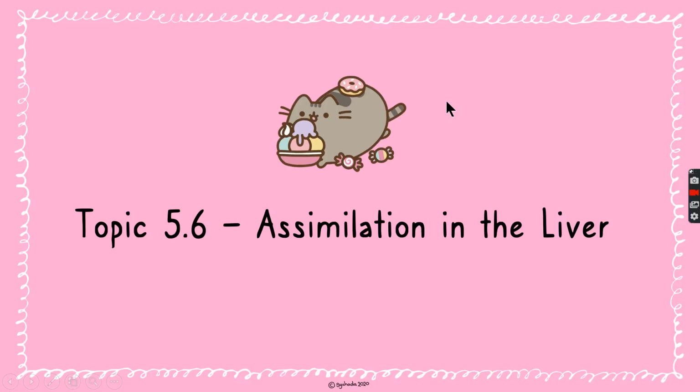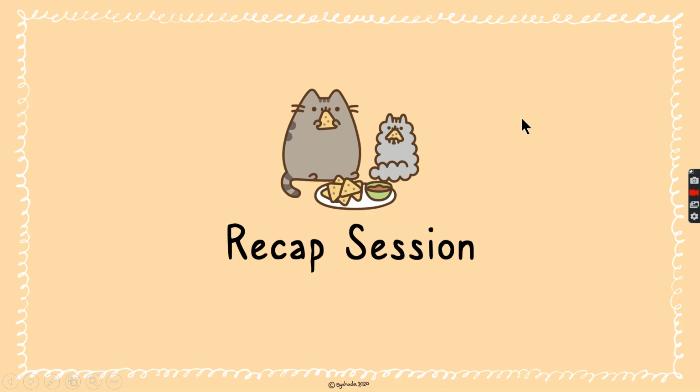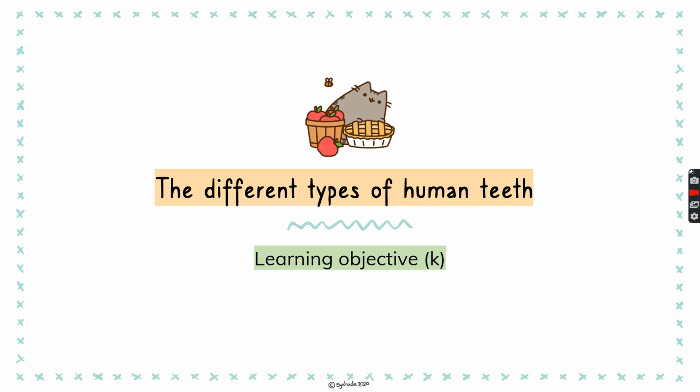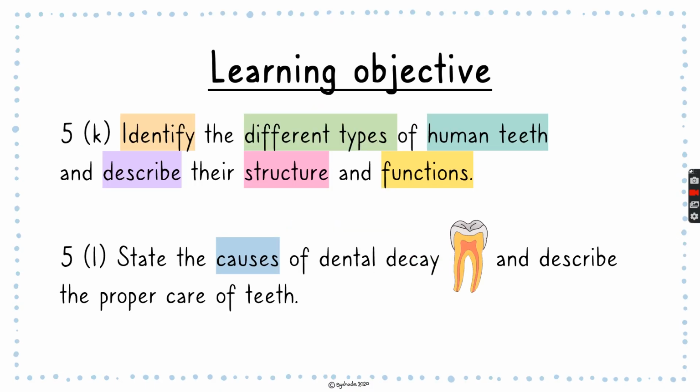Good morning, everyone. Today we are going to cover the final part of animal nutrition, which is topic 5.6, assimilation in the liver. Before we move on, let's do a recap session from our previous session, which is about human teeth. The learning objective was to identify the different types of human teeth and describe their structure and functions. We also needed to talk about the causes of dental decay and describe how to properly take care of your teeth.